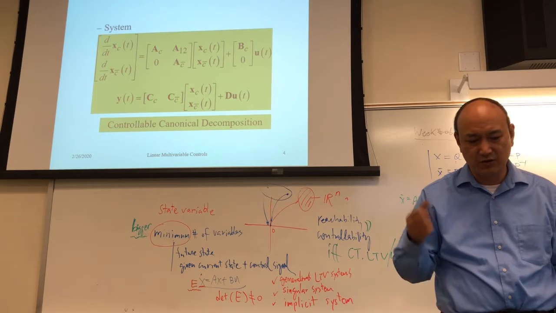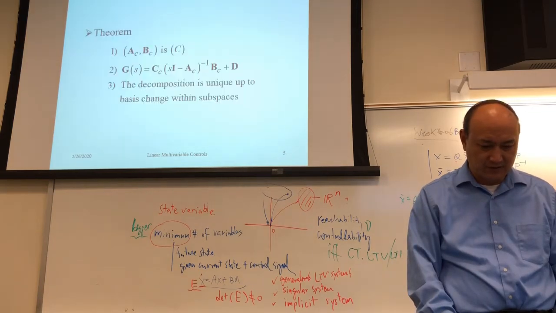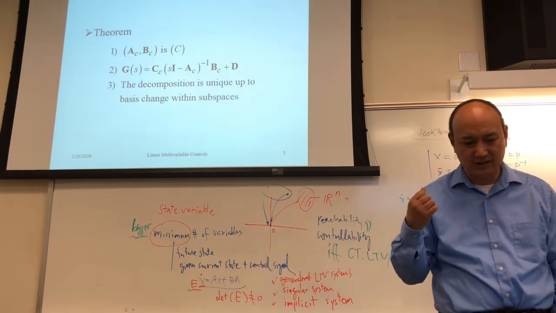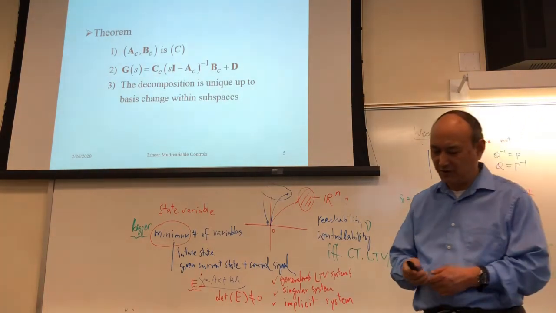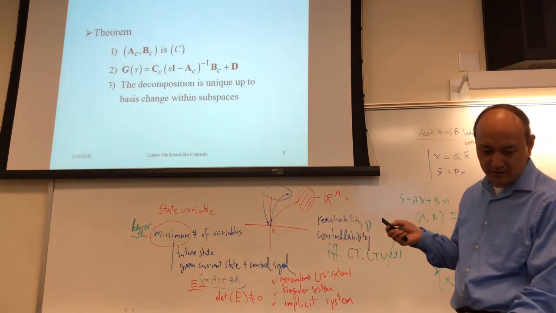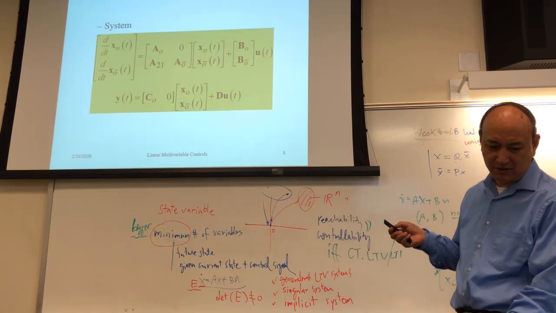So this is a controllable canonical form. G of S is only determined by the controllable subspace. The same is true for observable canonical decomposition.